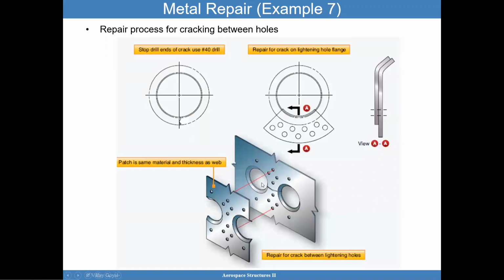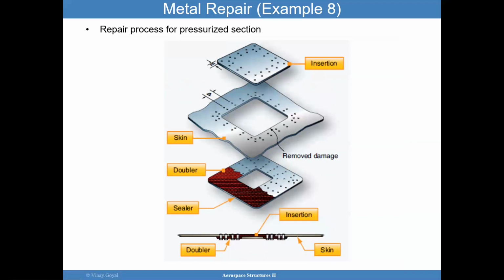Here's an example where you have two holes and there's damage in between. You want to connect the two sides of the damage, and this is the load path right here. And so you're going to bring this in and bolt it in. So again, that's cracking between lightening holes. So you have to really consider that connection.